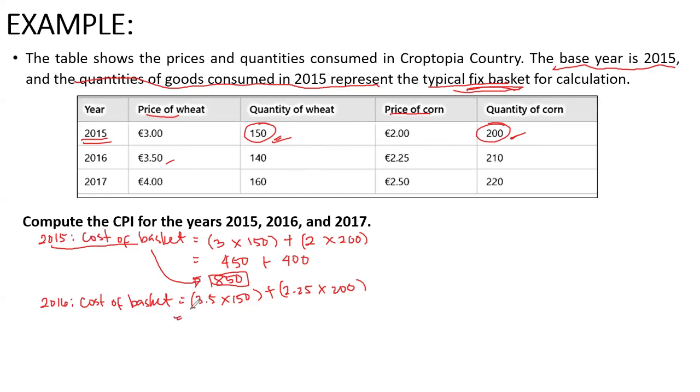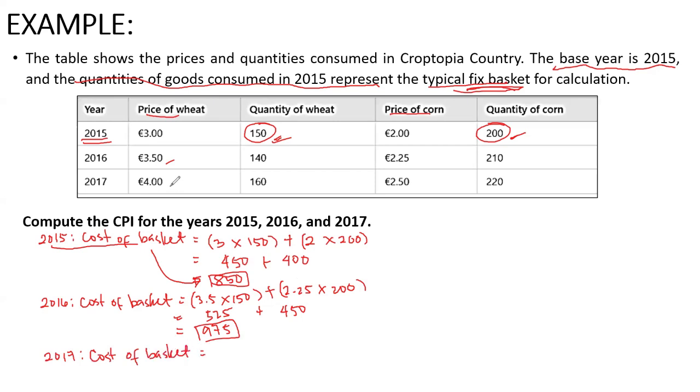So here, 3.50 times 150, we have 525, plus 2.25 times 200, we have 450. So adding the two, 525 plus 450, our cost of basket in 2016 is 975. Now let's compute the 2017 cost of basket.